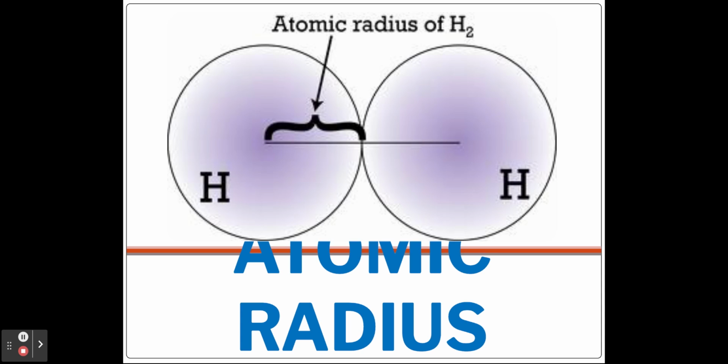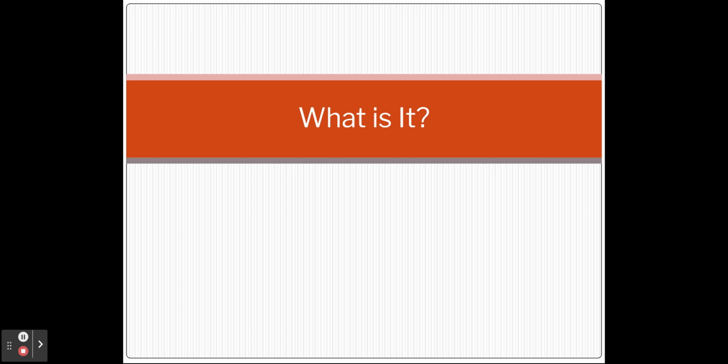Anytime you're talking about radius, you're talking about the distance from the center of a circle or sphere to the outer boundary. Here you can see this is the atomic radius. And here you have two hydrogen atoms that would be bonded together. What we mean by atomic radius is this part here, the radius of a particular hydrogen atom.